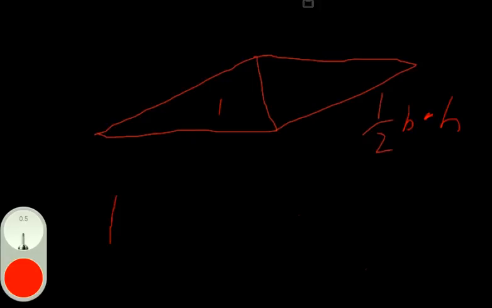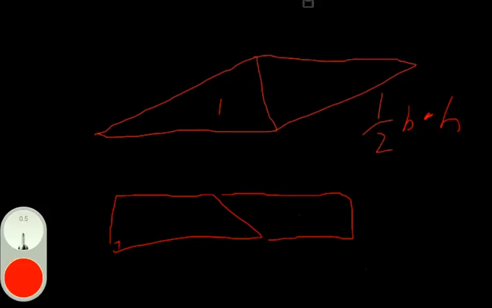So if you had one trapezoid like this and you doubled it, you could create another parallelogram. So a trapezoid's area would be 1/2 times the height, and since the trapezoid has two bases, it would be base 1 and base 2 added, multiplied by half times height.